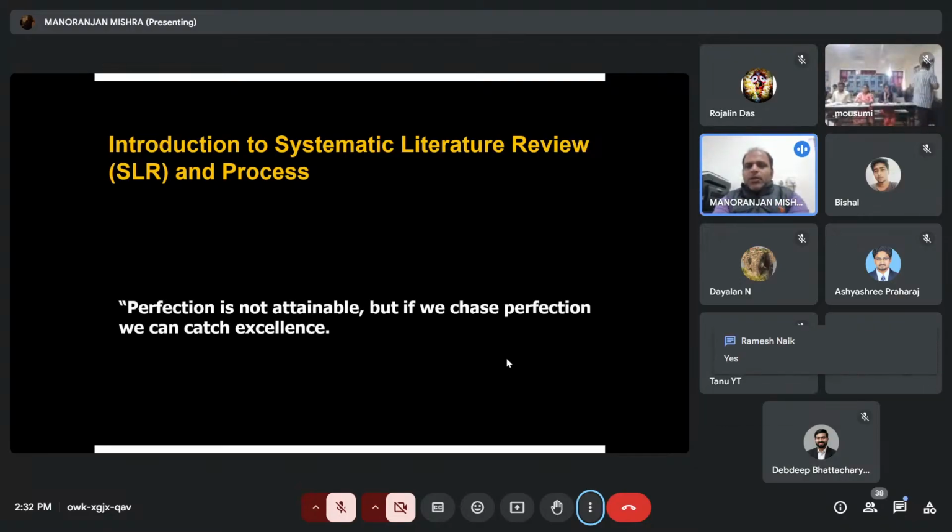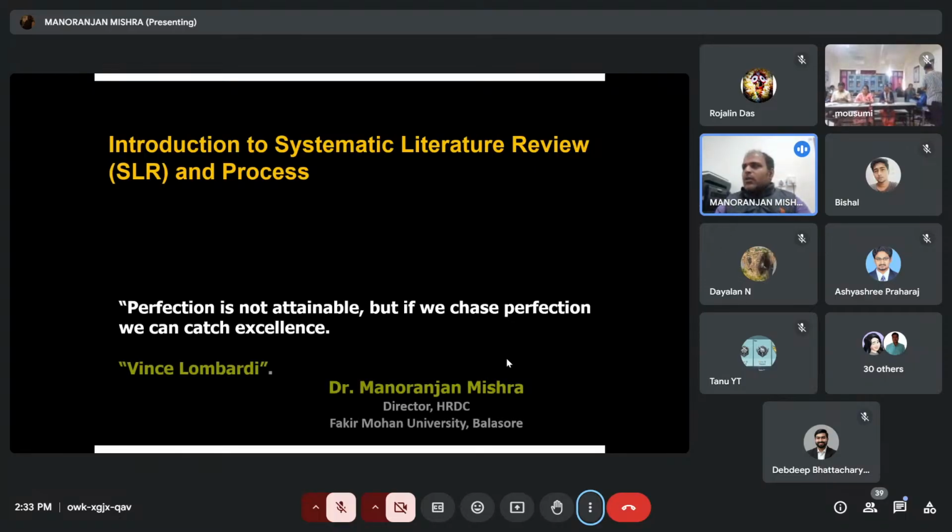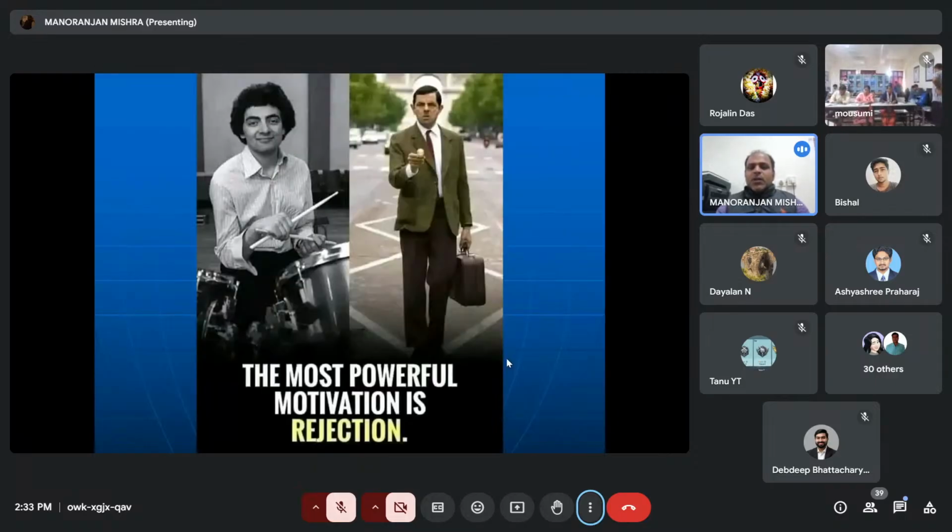Let me start with a quotation: perfection is not attainable, but if you chase perfection, we can catch excellence. I think you must know research is basically a journey, and it's not a formula. That is the reason we always look at perfection, even if you cannot catch it, then you can get excellence in that particular field.